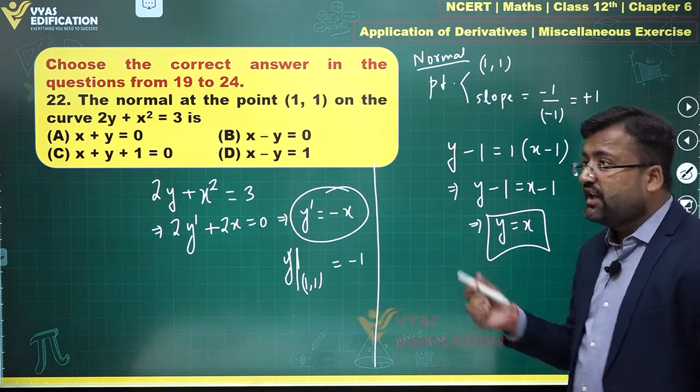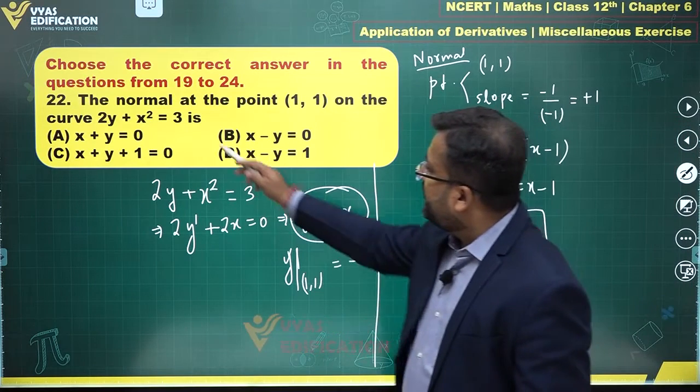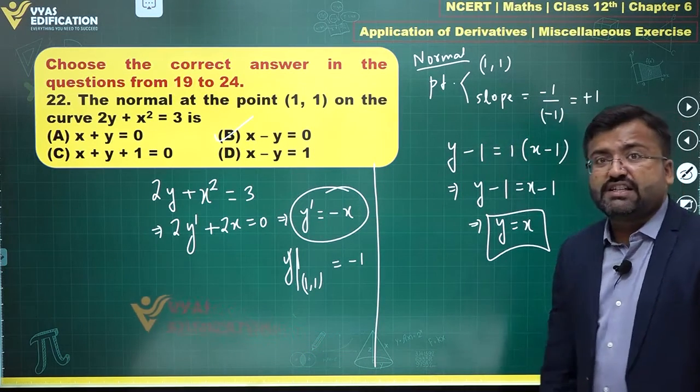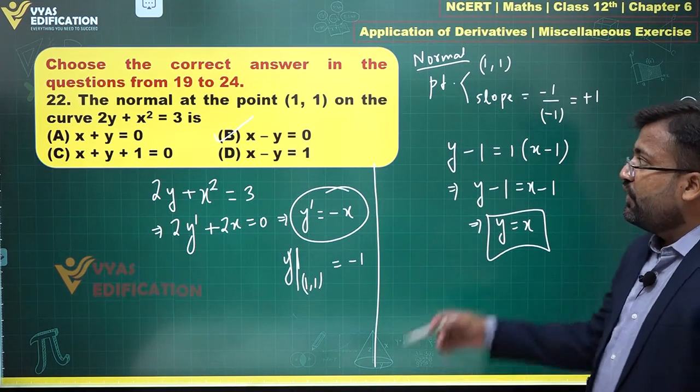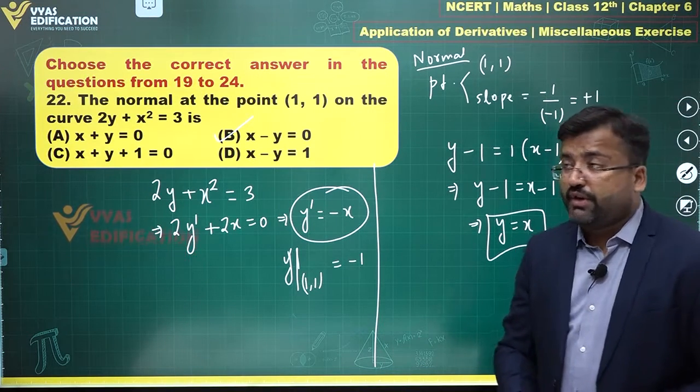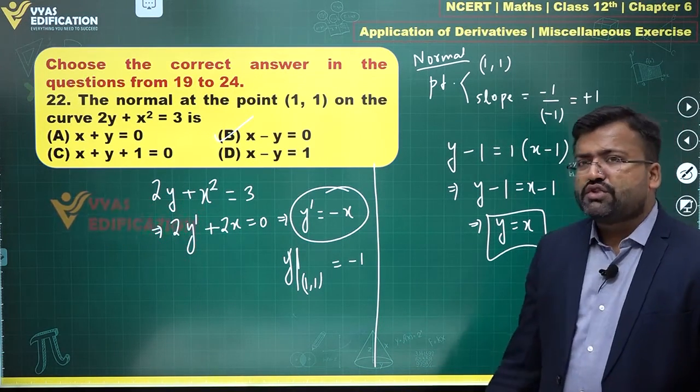This is the equation of the normal, and this line is x minus y equal to 0. That's the correct answer, option B over here in this question. This is question number 22. That's the complete solution of this question, a pretty simple one.